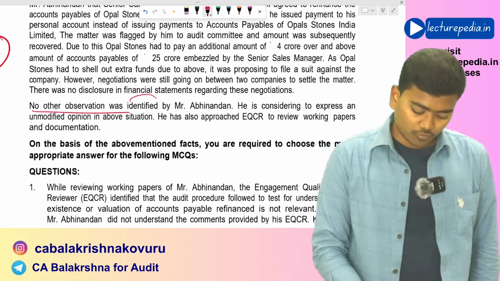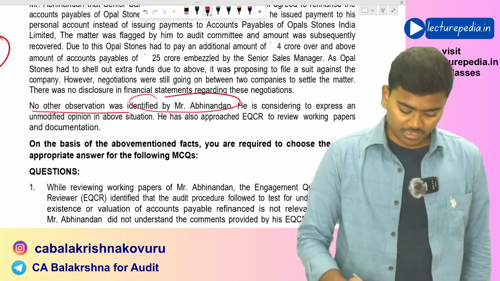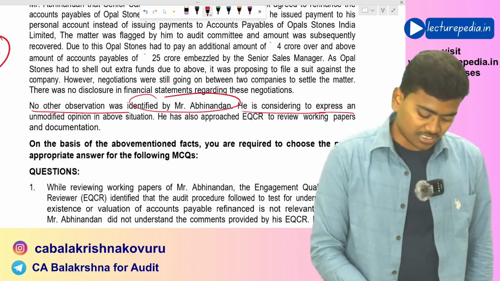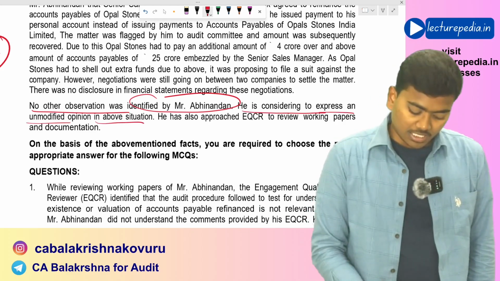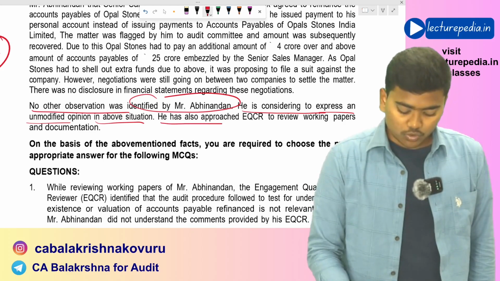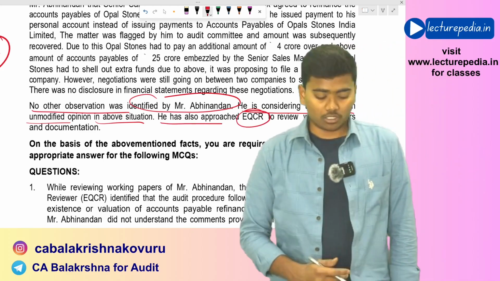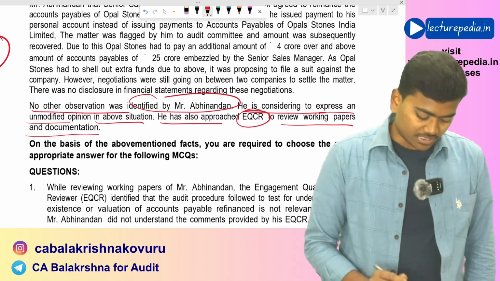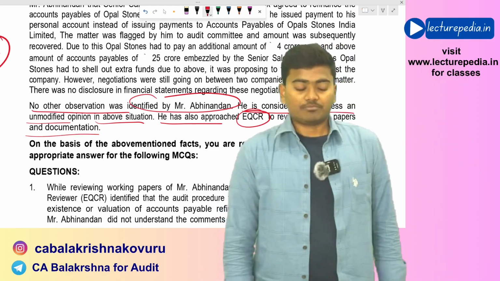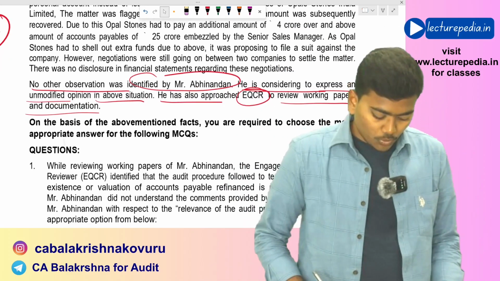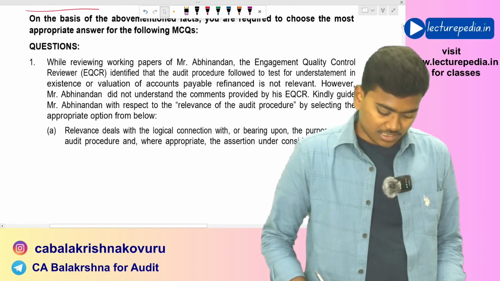No other observation was identified by Mr. Abhinandan. He is considering expressing an unmodified opinion in the above situation. He has also approached the EQCR to review working papers and documentation. Now let us see what are the questions that are being asked.